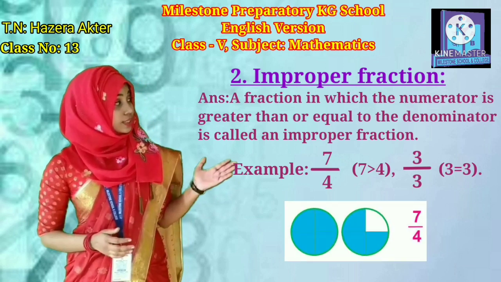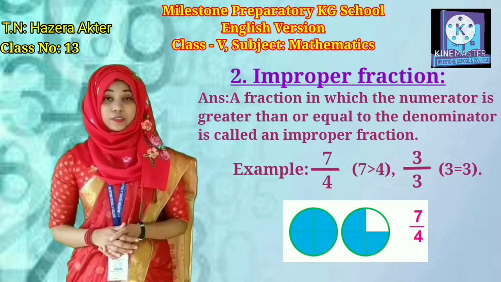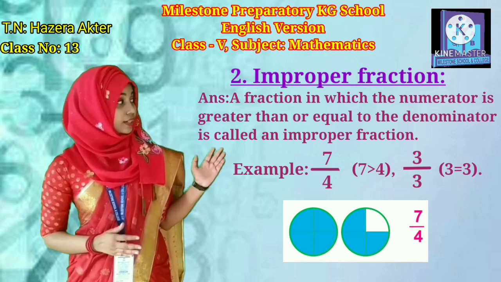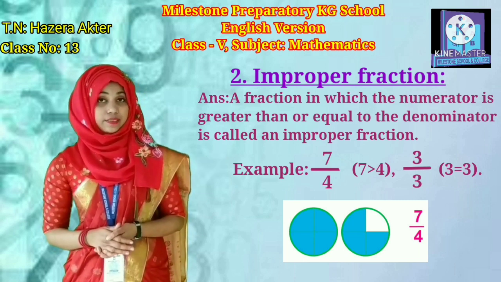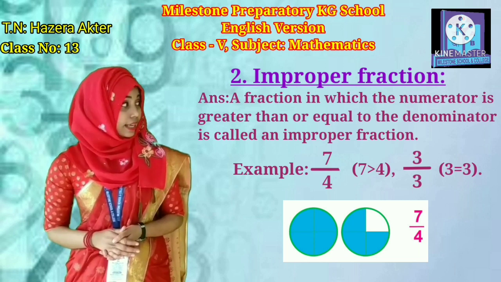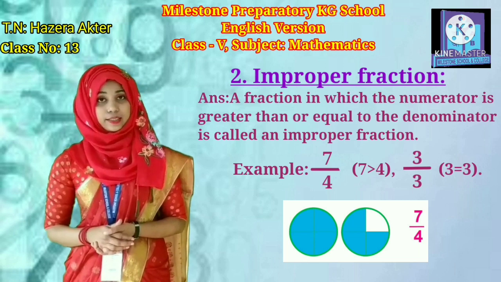Here are two circles and each circle has 4 parts. It means denominator 4 and 7 parts are colored. It means 7 is numerator. I can say 7 by 4 part is colored of the circle.